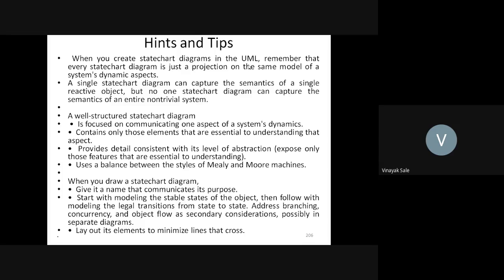When you draw a state chart diagram, give it a name that communicates its purpose. Start with modeling the stable states of objects, then follow with modeling legal transitions from state to state. Address branching, concurrency, and object flows as a secondary consideration, possibly in separate diagrams. Lay out its elements to minimize crossing lines.